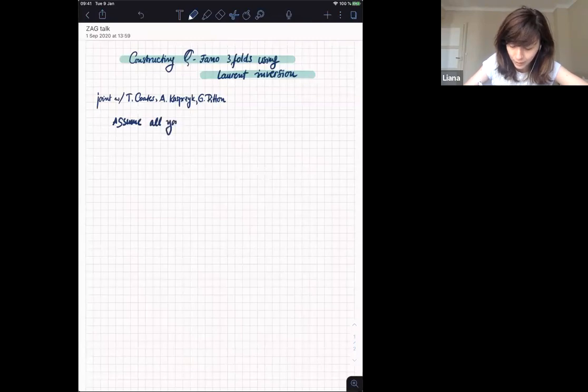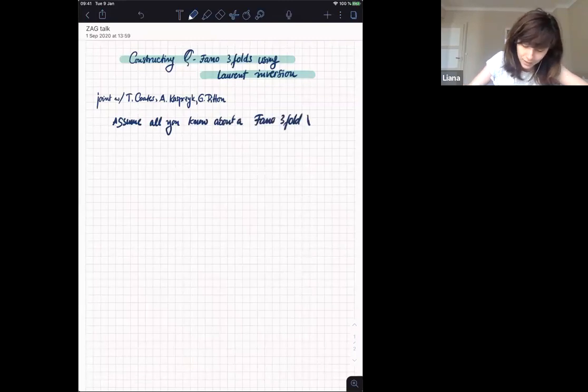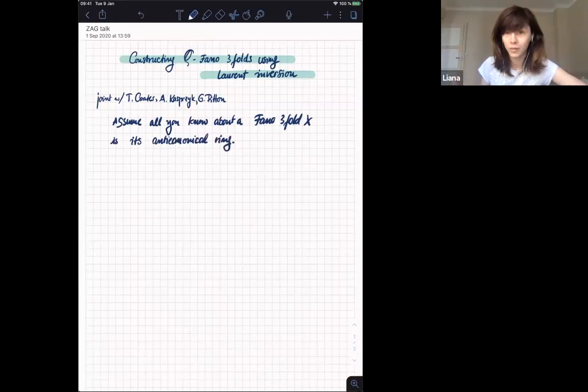Assume all you know about a Fano threefold, say X, is its anti-canonical ring. Okay, how do you construct this variety X? I guess that's the question I want us to think about in the beginning.